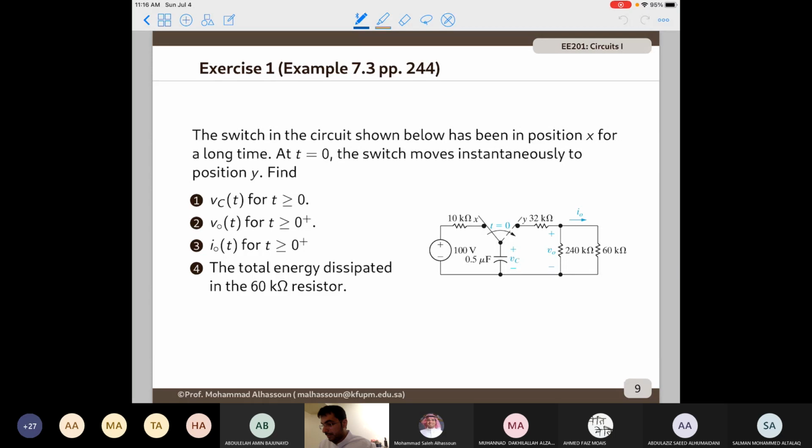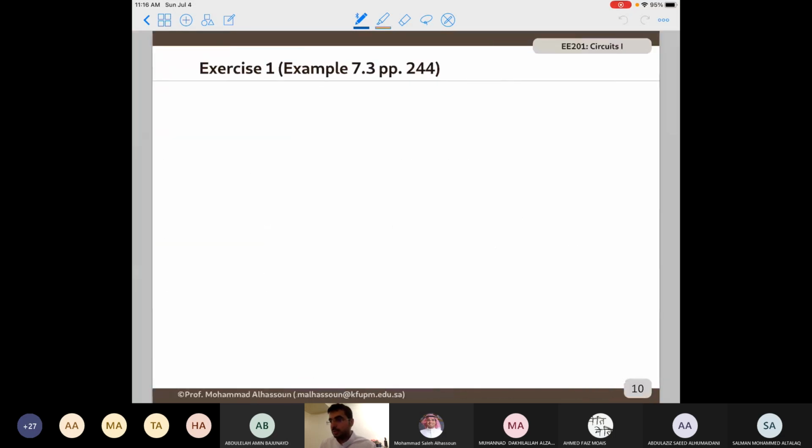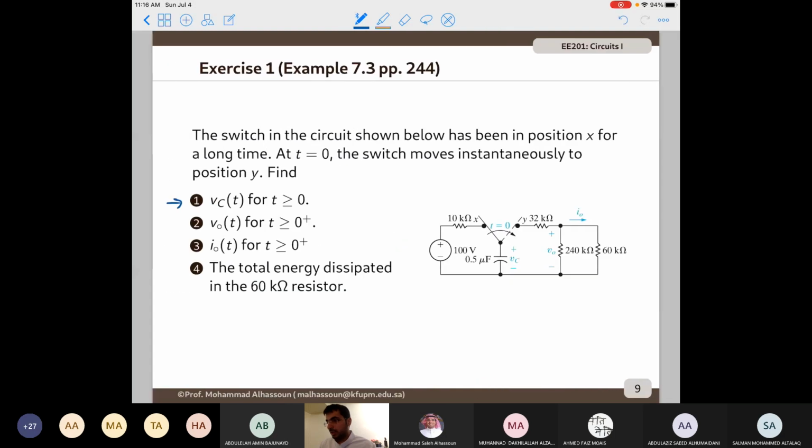So in this exercise, we have the following scenario. We have a circuit with a 100-volt source, and the switch was at position A for a very long time. Then at t equals 0, the switch moves instantaneously to position B. What we are asked to do is find VC(t) for t greater than 0. So let me just solve this myself, and I will ask you to participate in the remaining parts.